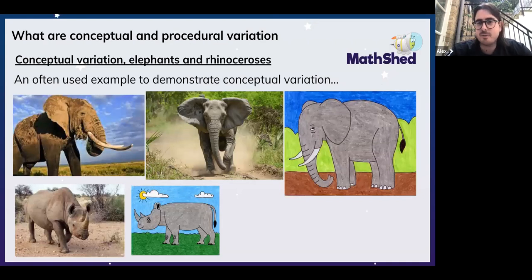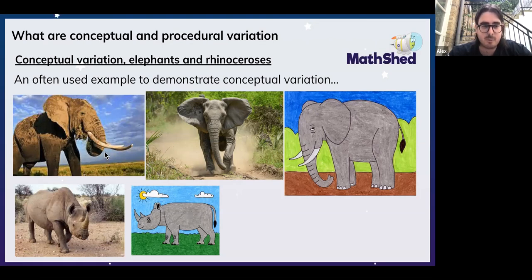Now, for conceptual variation specifically, a key example that people use, which is in some papers that people have written about conceptual variation and how it's used in East Asian schools, is talking about elephants and rhinoceroses. So this highlights the importance of examples: standard examples, non-standard examples, and non-examples.